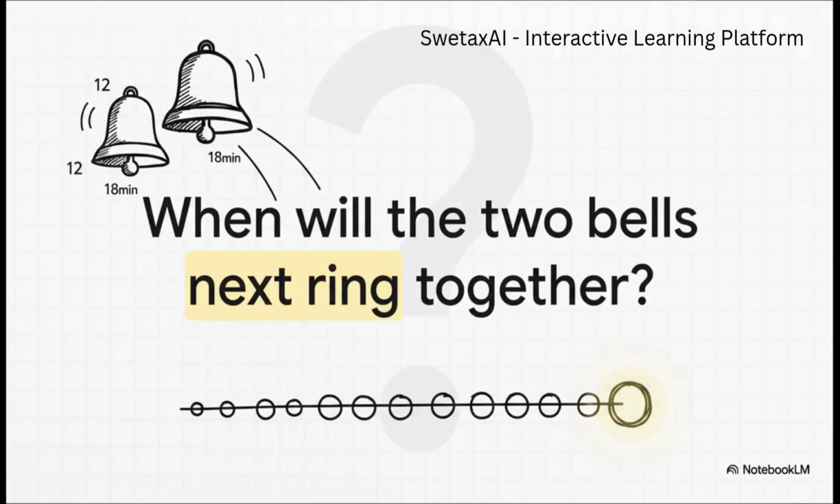Okay, here's our second puzzle, and this one requires a totally different approach. Imagine 2 bells on different schedules. One rings every 12 minutes, the other every 18 minutes. They just chimed together at exactly 9 a.m. Now, we aren't splitting things up anymore, right? We are looking for the next time these repeating cycles match up in the future.